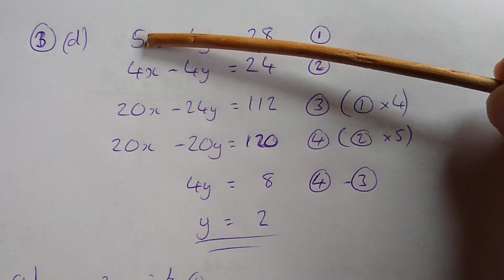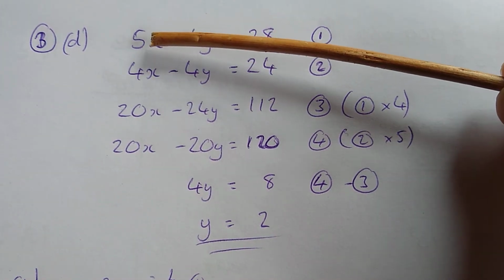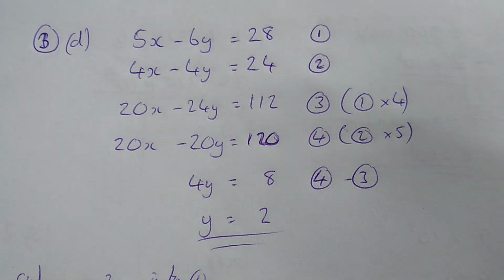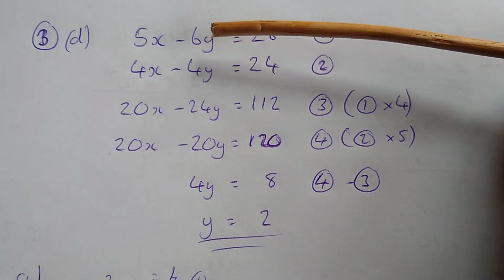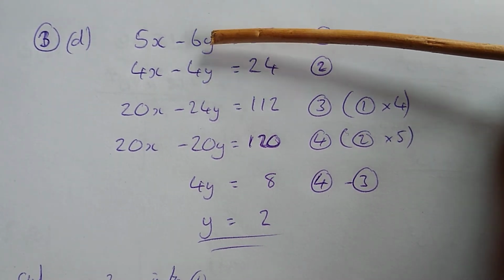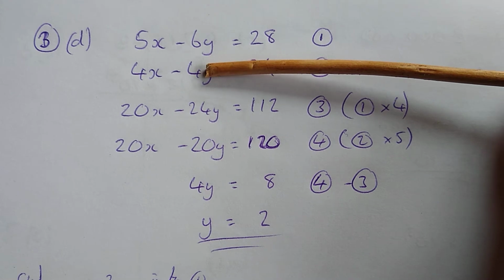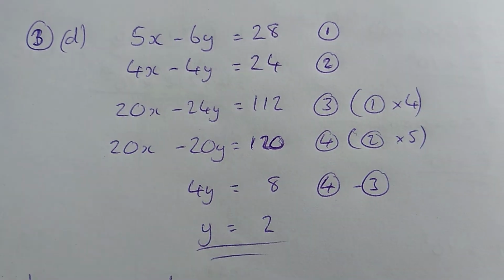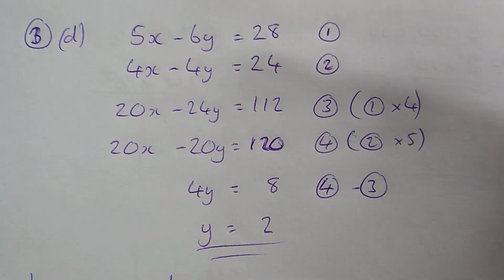Okay, so I'm looking here, I'm thinking 5 and 4. If I multiply the top one by 4 and the bottom one by 5, I'll get 20x in both of them. And for the y's, we could multiply by 4 and by 6. Actually, thinking about it, we could double this to get 12 and triple this to get 12 as well. So that would have been a little bit nicer to keep the numbers smaller. It doesn't matter, I went for the x's.